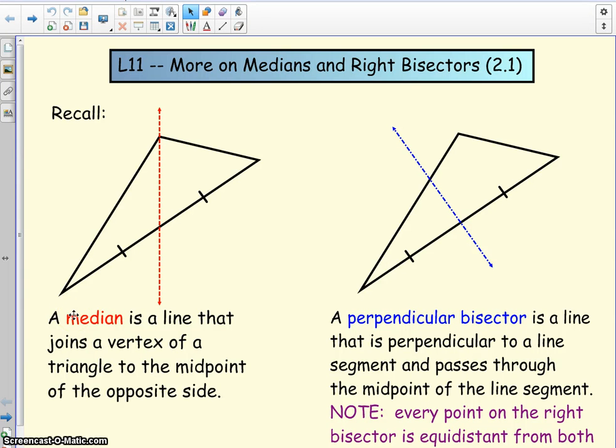Okay, so we're going to move on a little bit more and talk some more about medians and right bisectors, which we touched on at the end of the previous lesson. We're going to do a little bit more of them today.